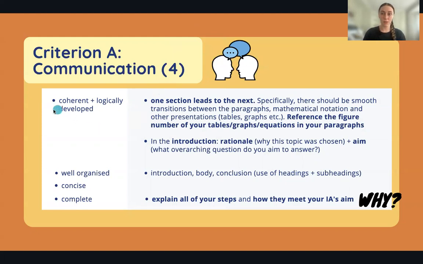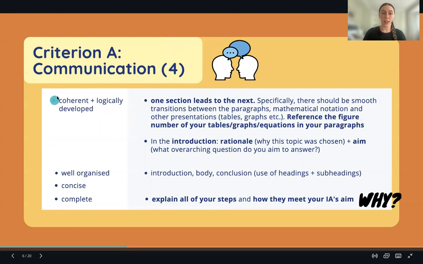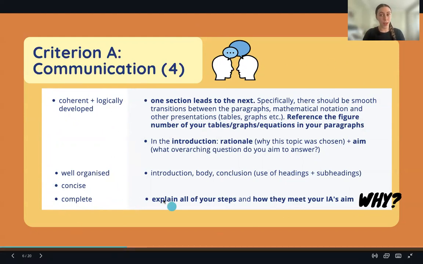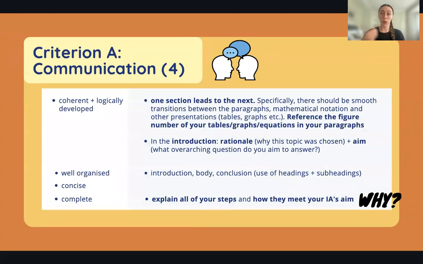On the left-hand side here, I have summarized the key terms or the key words from the marking criteria, which is normally written out in full sentences, but these are just the key terms. And then on the right here, I have the interpretation of what they mean by these words. And this is based on my own perspective, but also what my teacher told us when we were doing the IA, and she was explaining to us what the IA was and how to achieve these marking criteria. So first up, we have coherently and logically developed. And what this basically means is that one section in your IA has to lead to the next one.